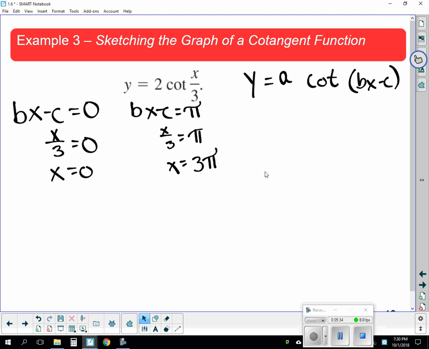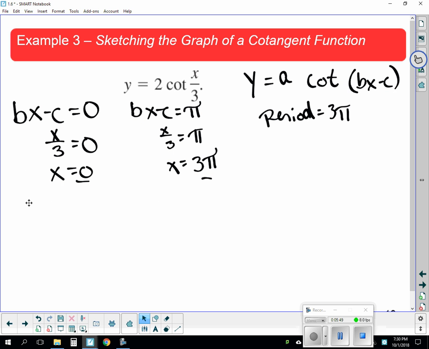Hopefully you're thinking 3 pi. If you've got your vertical asymptotes at 0 and 3 pi and you know they're consecutive, then that means your period is 3 pi. Okay, so you're going to be repeating your values every 3 pi units.